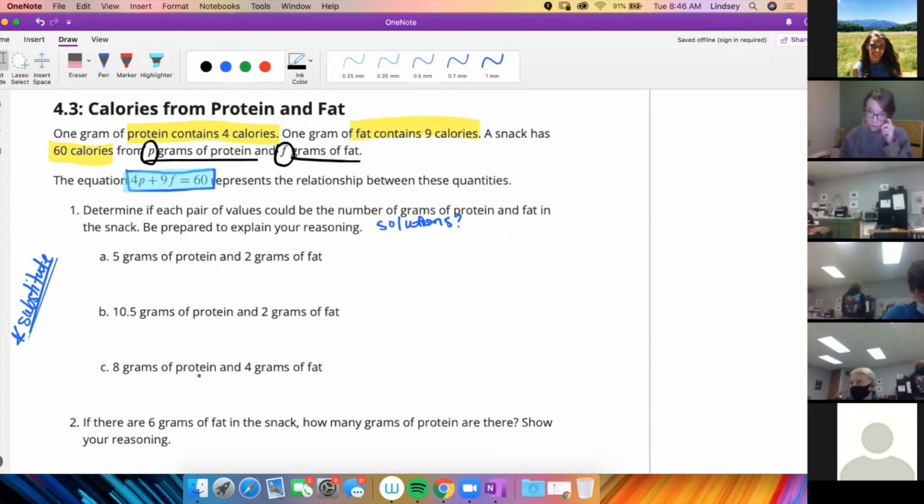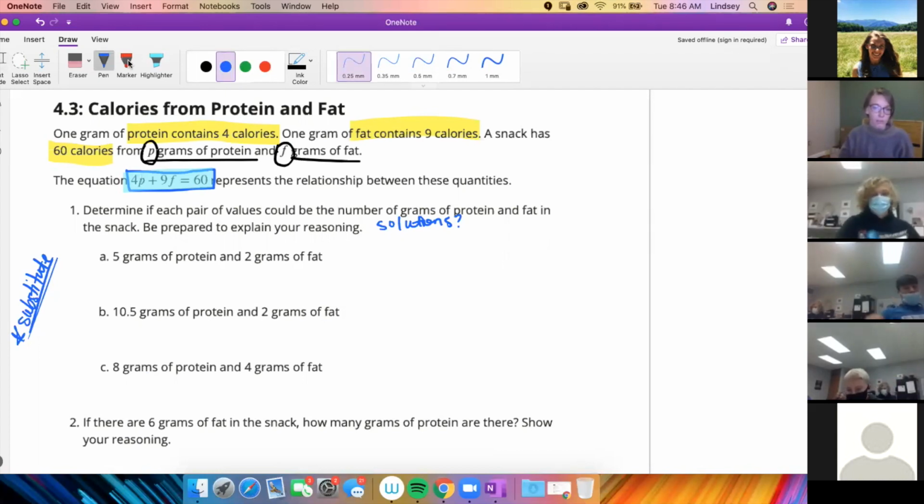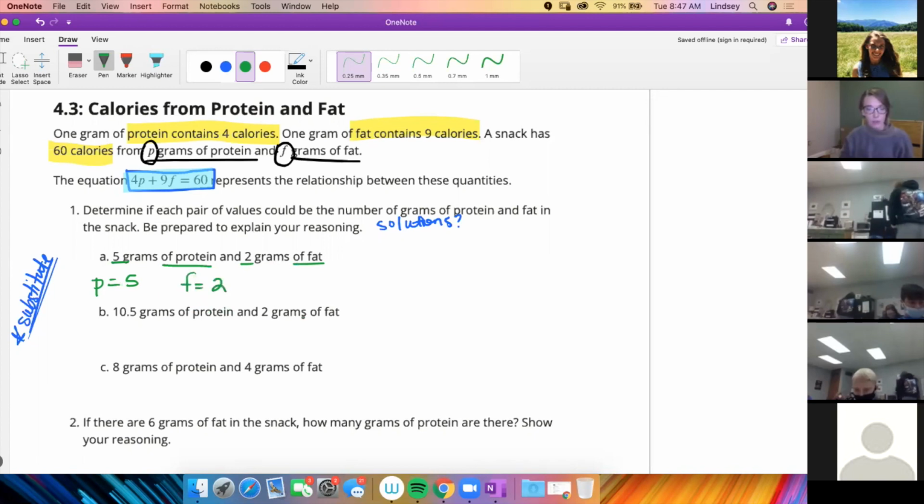Okay, so I'll do the first one with you, and then I'll let you do B and C on your own. It's saying that there's 5 grams of protein. So what does that mean? That P equals 5. And then it says there's 2 grams of fat. So what does that tell us? That F equals 2. Okay, so we have our variables. We have an equation.